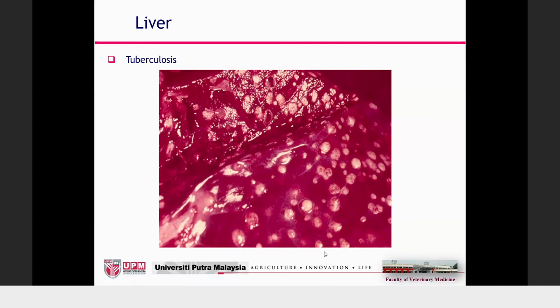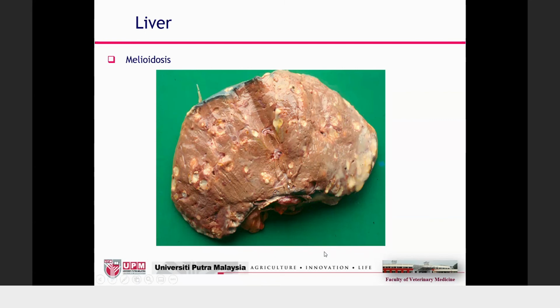The appearance of the pus in the lung is so severe like this as well. So they are systemic. Same thing also with melioidosis. Again, this is our case, also melioidosis. This is a melioidosis case in an orangutan.